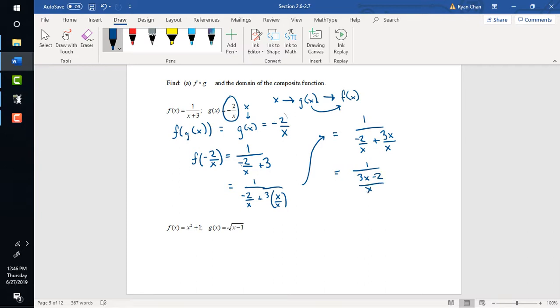So let's talk about how we simplify this. The top part is my top fraction, and this right here is my bottom fraction. So I'm going to do 1 divided by 3x minus 2 over x, and I'm going to flip this. And 1 times x over 3x minus 2, and this will be my final answer right here.